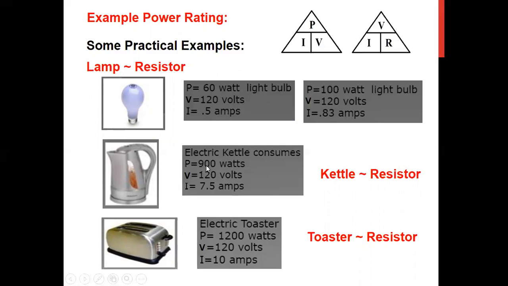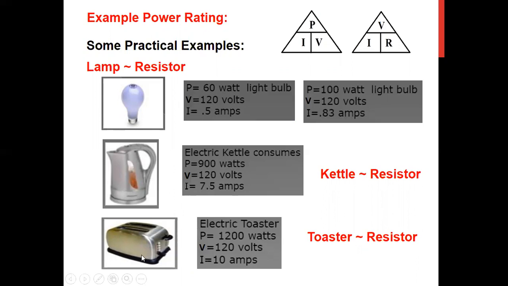For the kettle, if the power rating is 900 watts for the same household AC outlets, 120 volts for all appliances, then the current will be 7.5 amperes. It's more because there is a coil, and we can see it become red, giving heat to boil the water, but it's not giving light because the resistor or the coil is thicker.